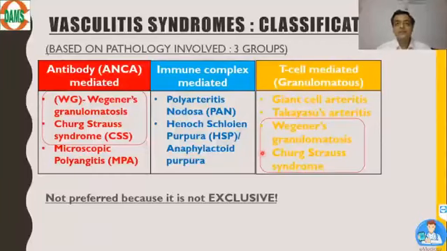Very good. So the correct answer: even though this classification is correct, we do not use it in practice because it is not exclusive. Some of the diseases can have more than one pathology, and that is why we don't prefer this classification much.